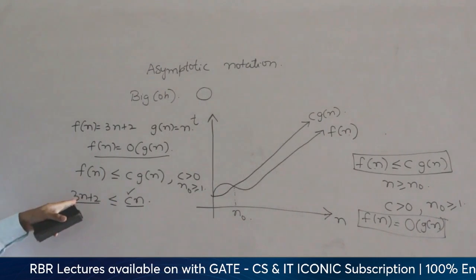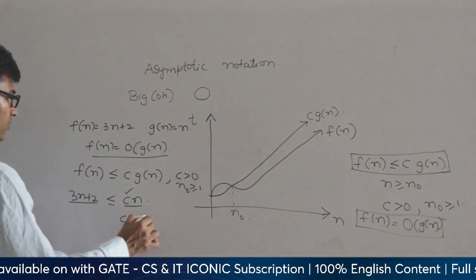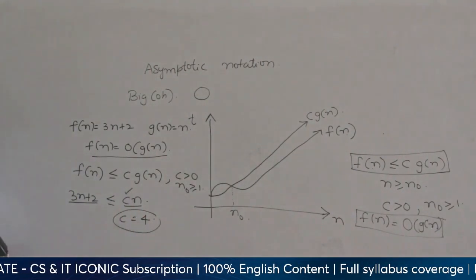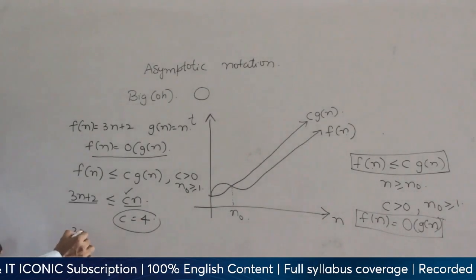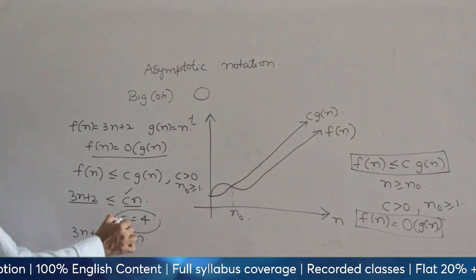The best option, by looking at this, I found is c equal to 4. Anything above 3 is also good, right? If I substitute c equal to 4, what I get is 3n plus 2 is less than or equal to 4n. Yes, we found a c.